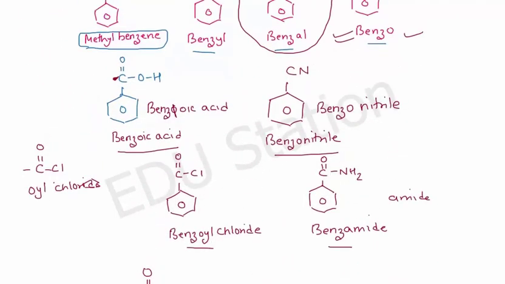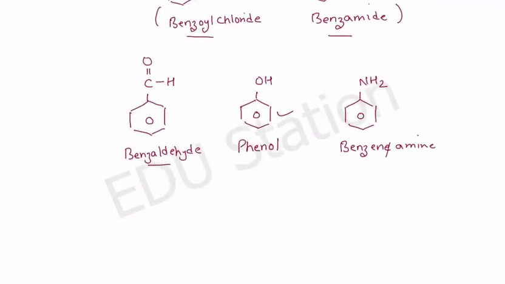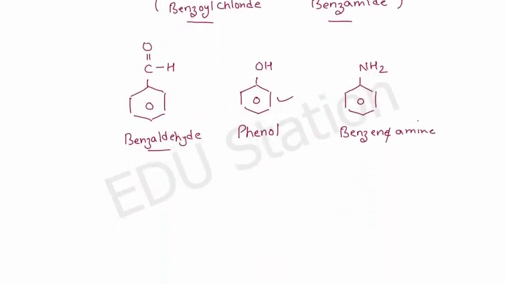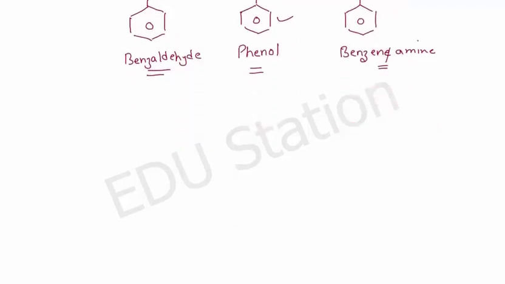If ring has COOH, benzoic acid; CN, benzonitrile; if you have ring COCl, benzoyl chloride; benzamide. So all these are coming through the word benzo. If there is one H, we call it benzyl in common name, but in IUPAC, if it is CHO, we call it benzaldehyde. This is called phenol. This is called benzenamine. Now, the preference order remains the same.